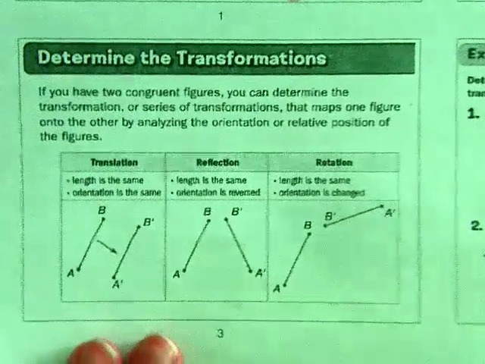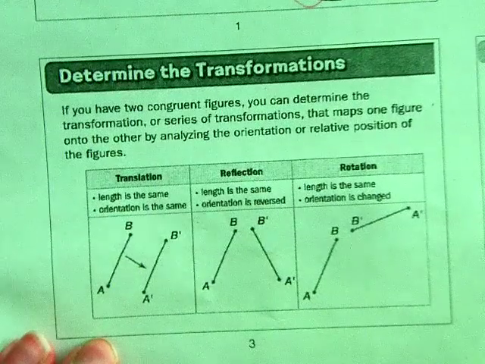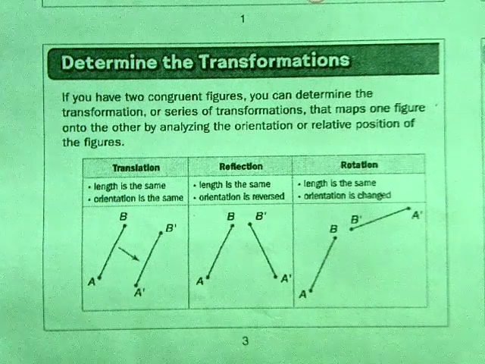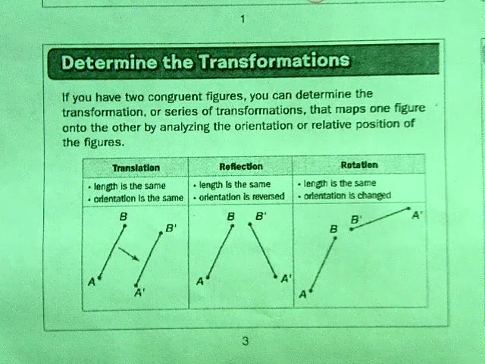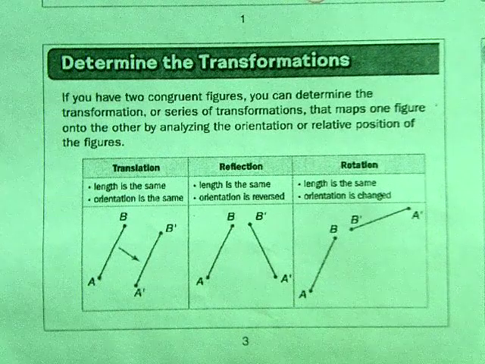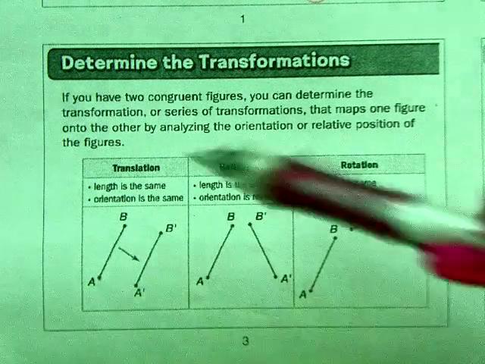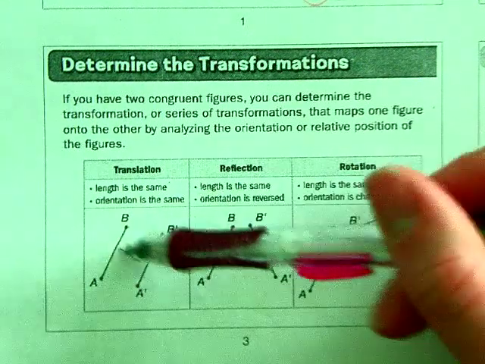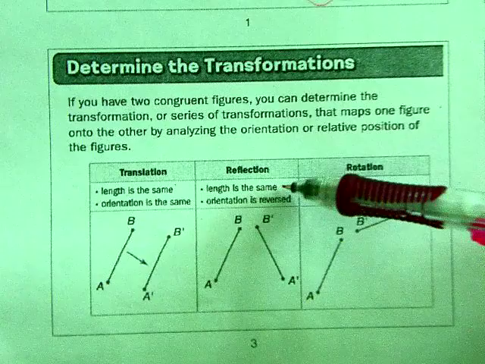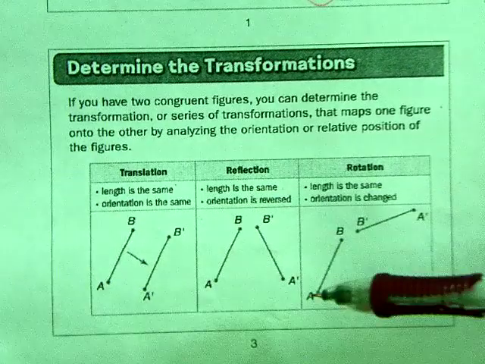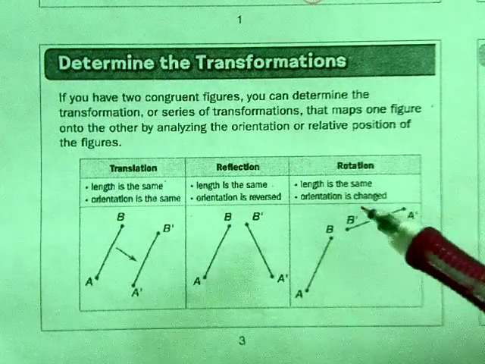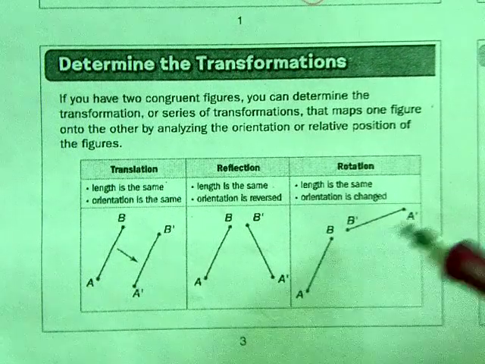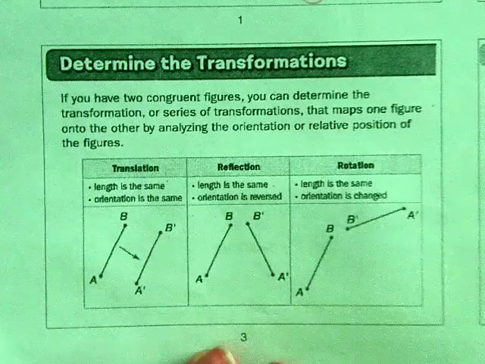On slide 3, if you have 2 congruent figures, you can determine the transformation or series of transformations, meaning maybe more than one thing happened, that maps one figure onto the other by analyzing the orientation or relative position of the figures. So translation, the length is going to be the same, and the orientation is the same, it's just moved over. Reflection, the length is the same, but the orientation is reversed, or its position is reversed. In a rotation, the length is the same and the orientation obviously has changed. It's been turned or rotated, usually about a fixed point.